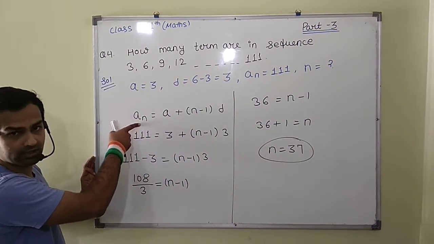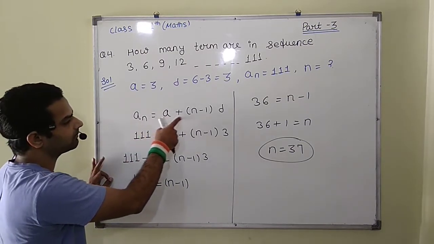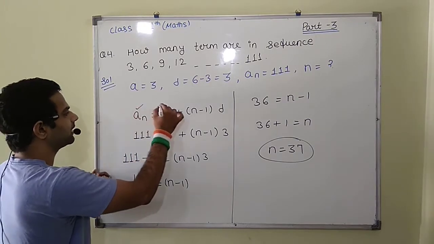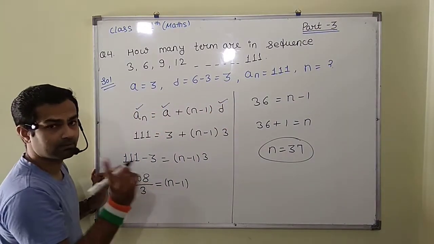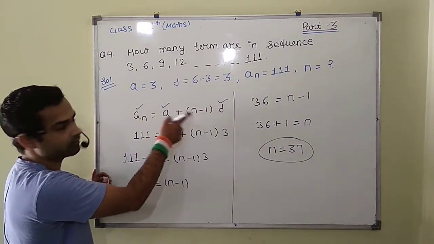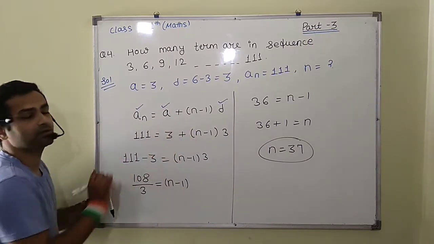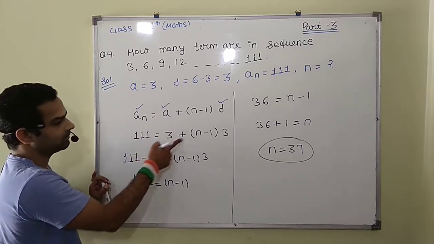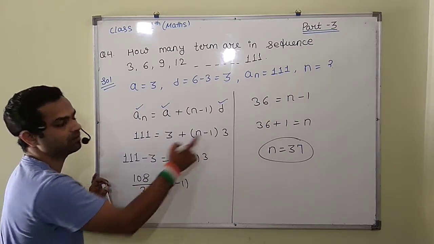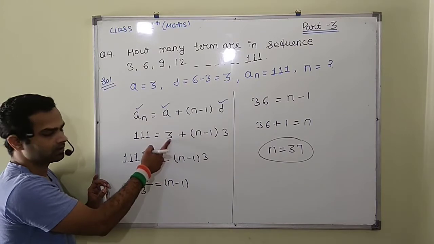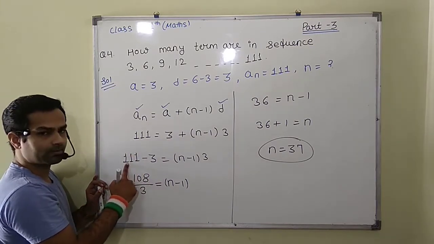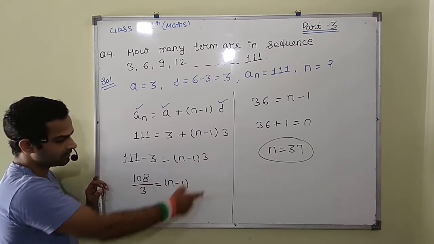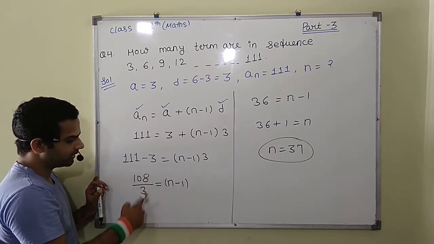Okay. So now put all these values in this formula. This is the formula for nth term. An is equal to a plus n minus 1 d. So we have the values of an, a and d. So the remaining value is n. So we will get the value of n from this formula. So an is equal to 111, which is equal to 3 plus n minus 1 into d. The value of d is also 3. Take this 3 to this side, so 111 minus 3 will become 108, and take this 3 down here. So 108 divided by 3.